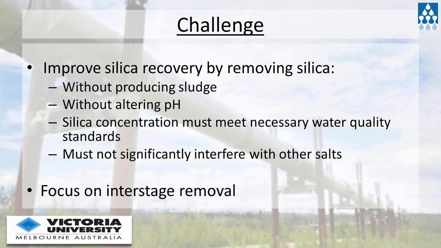As I said before, we can't alter the pH simply because of that buffering capacity and the ability to bring the chemicals we need to the site. The silica concentration also has to meet necessary water quality standards. Now, this eliminates a couple of techniques, as we'll see later, and that's primarily because the water does go to use in boilers. So we don't want 50 parts per million of silica coming through into a boiler, effectively. We need to make sure that the amount of silica coming through is still of a very good quality, so 5 parts per million or less in most cases.